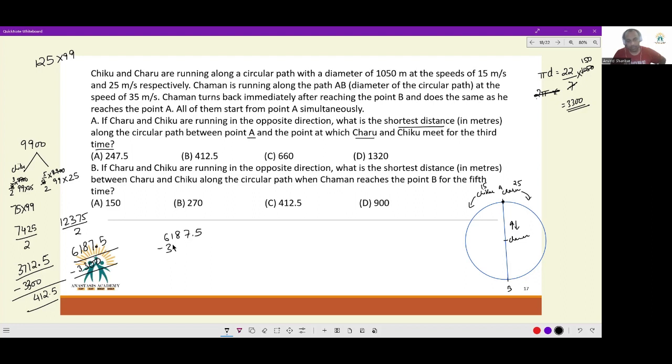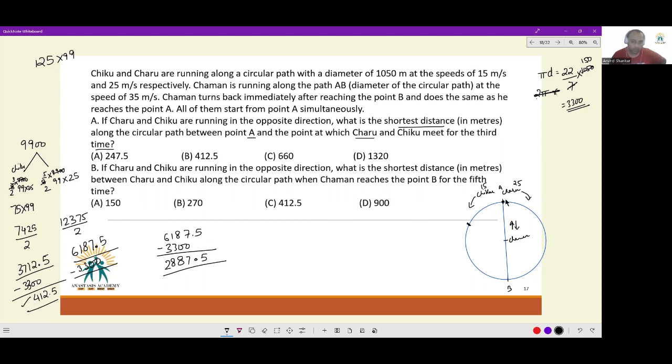6187.5 minus 3300, I will get 2887.5. But understand, this is being measured along this path. Somewhere here will be the point that they meet. The question was asking me the shortest distance, so I can't take this distance. I'd have to subtract, or from 3300 I'd have to subtract this number in order to arrive at 412.5.